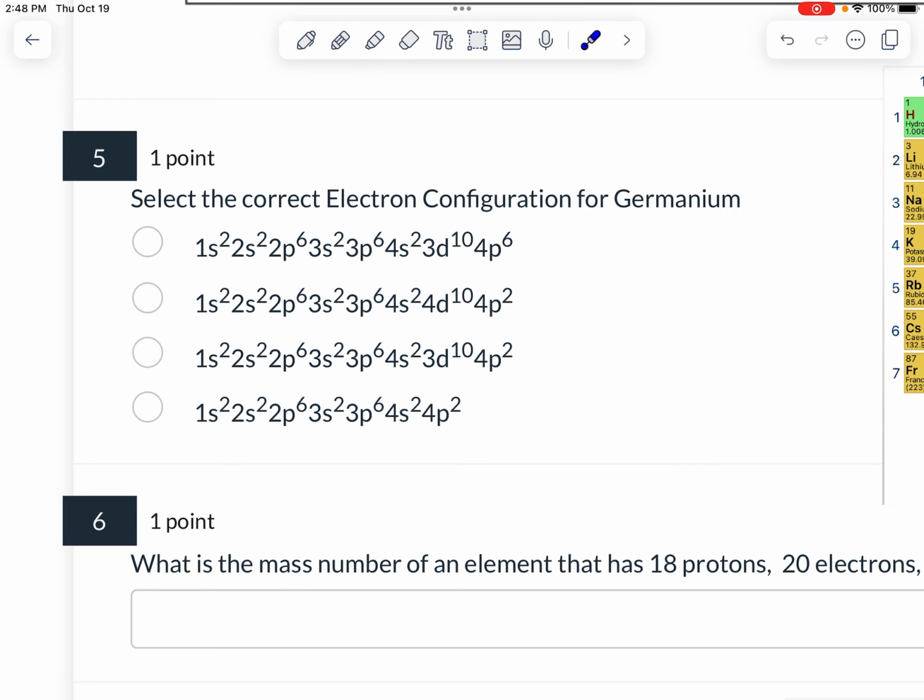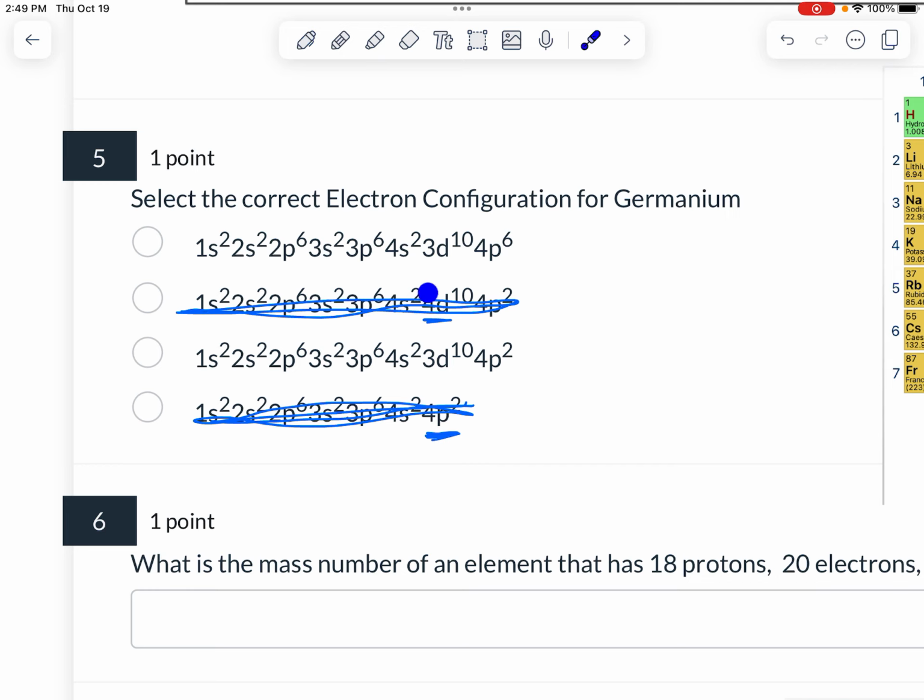After 4s2, it seems like we could probably go to 4d. The problem with that is that after 4s, we don't have 4d, we have 3d, right? So if you look at that orbital diagram we gave you, the next one after 4s is 3d. So we can eliminate this one because it's not 4d, it's 3d. And then it's not 4p next, it's 3d. So we can eliminate this one as well, okay? So that's how you should be doing it.